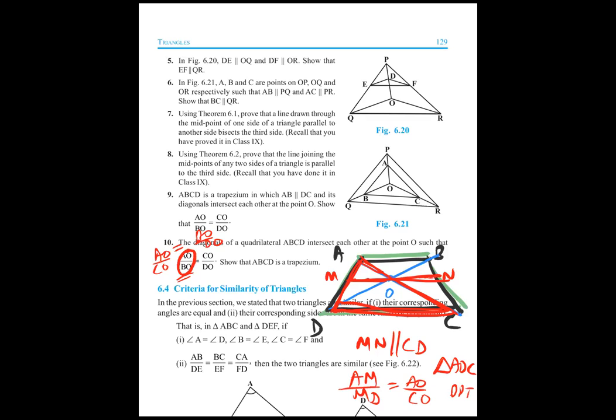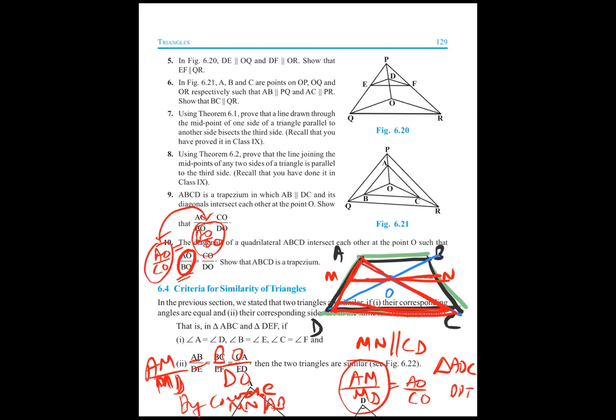And already it is given that AO by CO equals BO by DO. That means AM by MD should also be equal to BO by DO, because AM by MD is AO by CO, which is given. If it is equal, then by converse of BPT, we can say that MN is also parallel to AB.